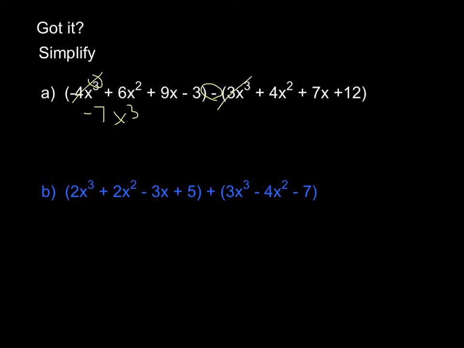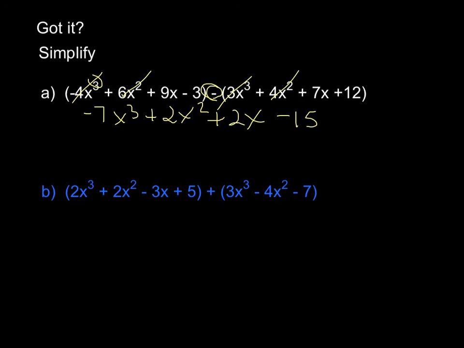Then I'm looking at squareds. I've got 6x squared minus a 4x squared. 6 minus 4 gives me positive 2x squared, and I'm done with the squareds. Positive 9x minus positive 7x, so 9 minus 7 is positive 2x. Negative 3 minus 12 gives me negative 15, and the difference of those two polynomials is now here at negative 7x cubed plus 2x squared plus 2x minus 15.